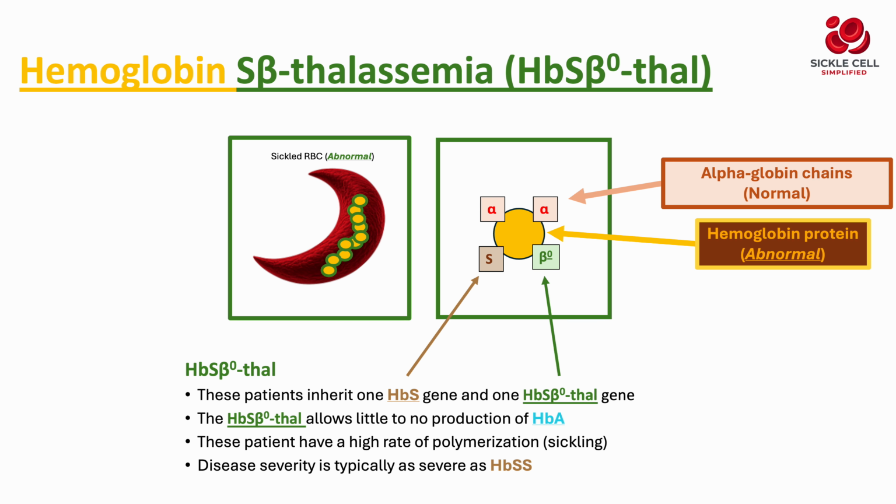Because these patients have little to no production of hemoglobin A, they typically have a high rate of polymerization or sickling. Disease severity is typically as severe as hemoglobin SS.